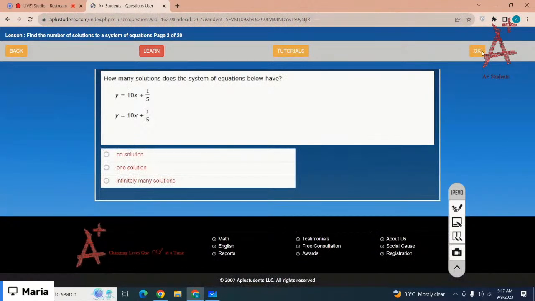Okay, the next one: how many solutions does the system of equations below have? So which is the correct option? So just look at the equations. You have two equations that are exactly the same. That means they have the same slope and the same y-intercept, right? When you have two identical equations, that means the system has infinitely many solutions, right? That would be the last option.